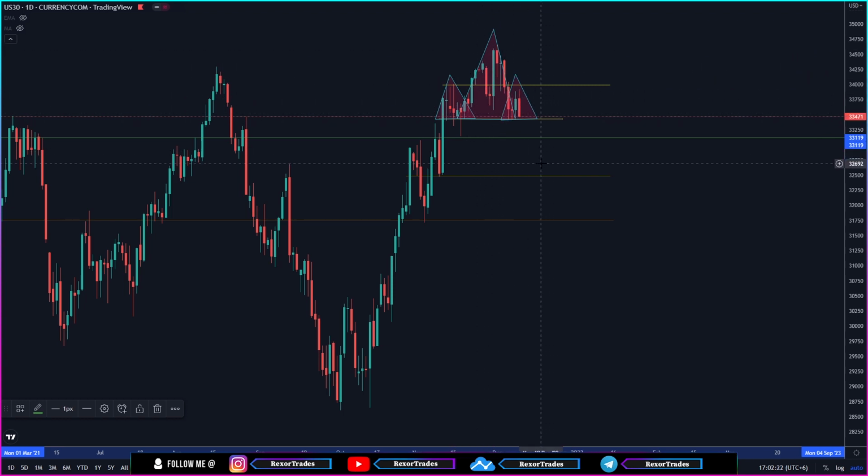So we would have a lot of confirmations over here to look for trades on the short side if US30 breaks and closes below this major support level with further bearish momentum.